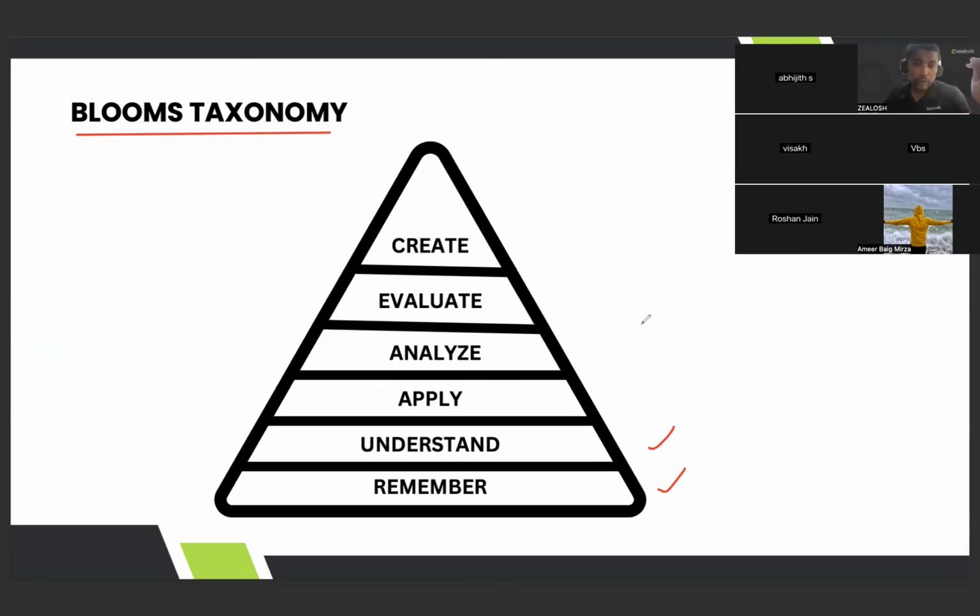And now, when you go to your NEBOSH International Diploma, that is not enough. Remember and understand will not help you to clear NEBOSH International Diploma. There you require apply, analyze, and evaluate. This much knowledge is required. Level 6 qualifications require you to have this much. If you are going for level 1 to level 3 qualification, this much only was required.